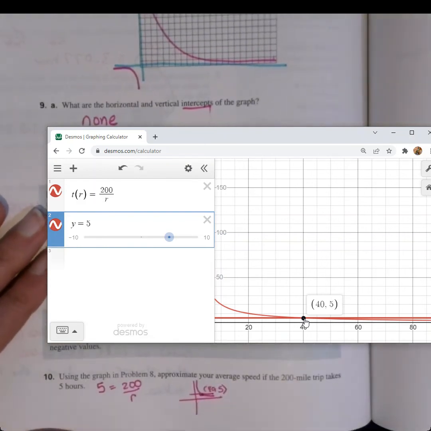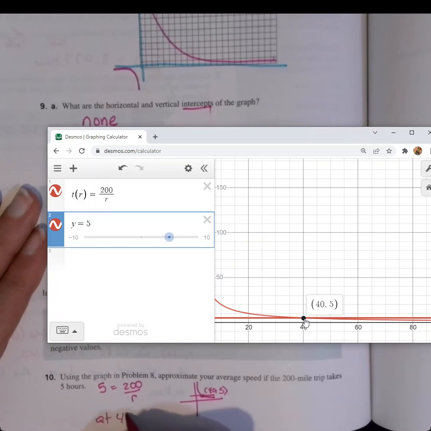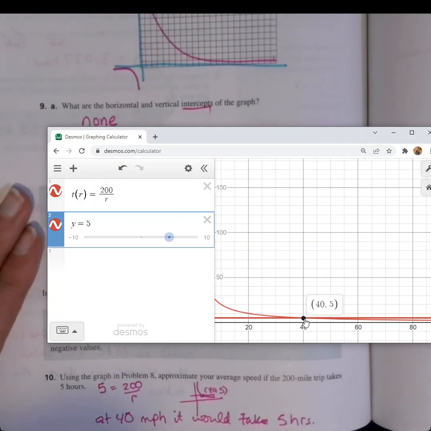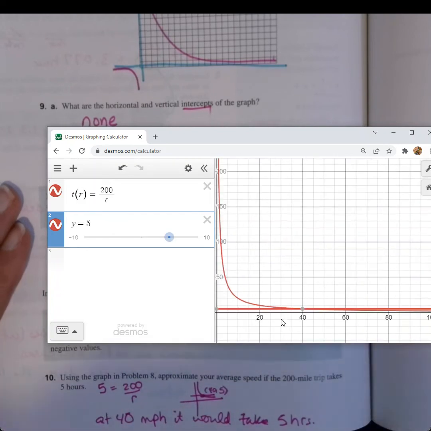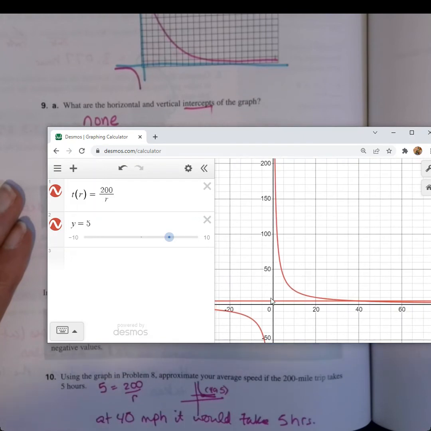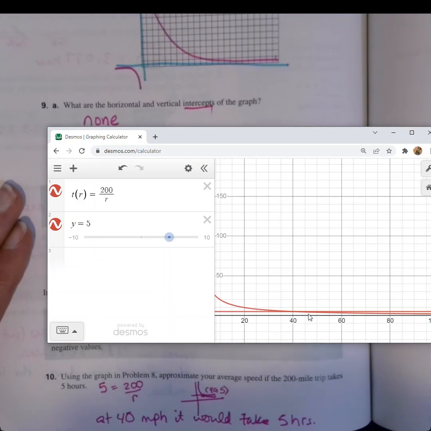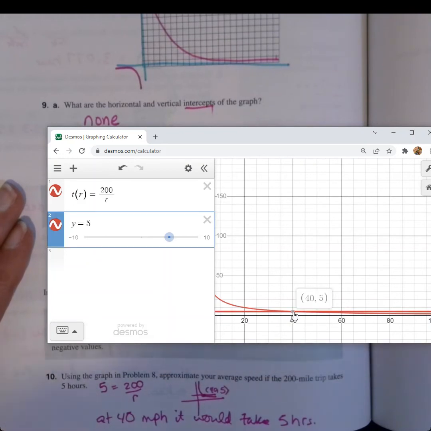So, sorry, 40 is the speed, not the number of hours. 5 is the number of hours. So at 40 miles per hour, it would take 5 hours. Now, there's no second solution to this because I am going to be entirely below the x-axis on this side. The only time I am above the x-axis is over here on the right. And it's a continually decreasing function, so it's never going to pump back up and hit 5 again. There's only one intersection point, so one solution to that equation.